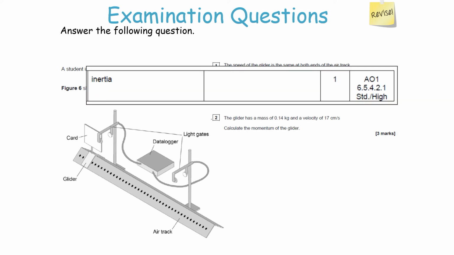That is called inertia. So it links into Newton's first law again. We said a resultant force causes acceleration. If there's no resultant force, no acceleration, same speed, so it has inertia. That's just a fact you've got to learn.